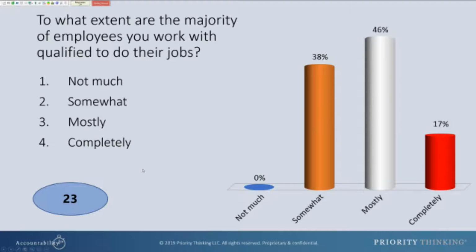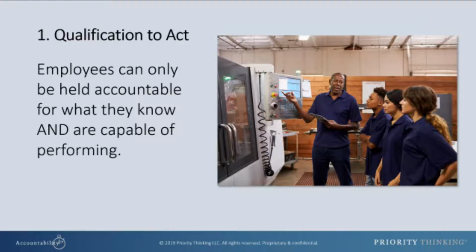All right, next. Let's go here. Let me summarize what qualification to act means and why it's important to accountability. Employees can only be held accountable for what they know and are capable of performing. So this is very important when you're conducting your performance feedback or doing job design, things like that. One of the biggest shortfalls I find when I go in and work with organizations is they have not determined what constitutes a qualified person in the job.